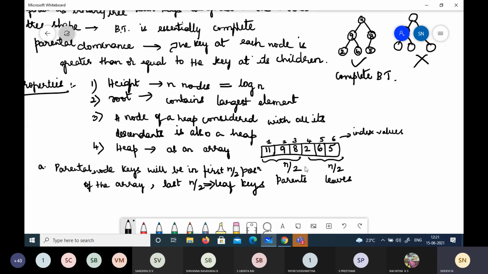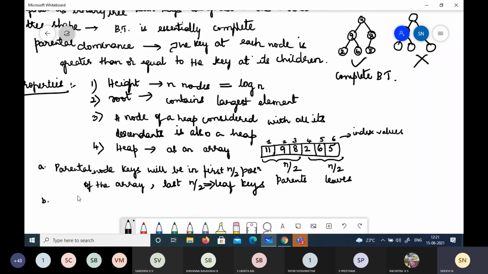Is that clear for everyone? If you look into this tree, it's the same. See here, this is a parent and these two are the children for it. This is a parent, these two are children, this is a parent and it has a child node. Now, which 3 elements are parents? 11, 9 and 8. Which 3 are leaves? 2, 6 and 5. So out of 6 elements, the first n by 2 positions will be occupied by parents and the last n by 2 positions will be occupied by leaves. That is one of the properties of a heap. Got it? Is this clear for everyone?